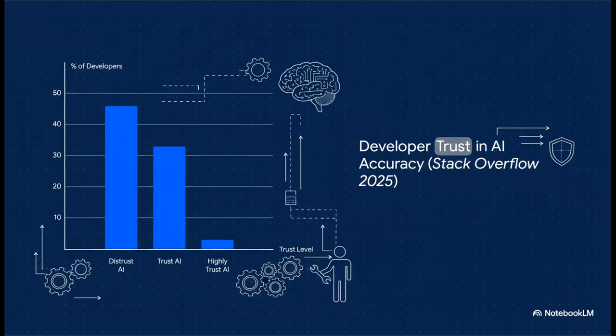Just take a look at this data. People are using AI, no doubt about it. But look at the trust levels. Almost half of all developers actively distrust its accuracy. Only a tiny 3% have high trust. And that huge gap, that trust gap, is precisely where your expertise, your judgment, and your oversight become so incredibly valuable.